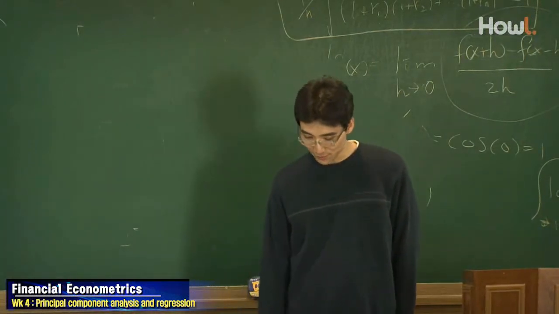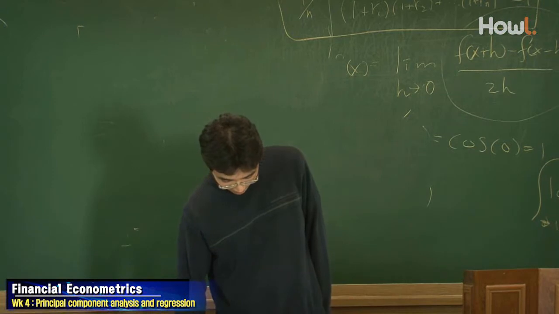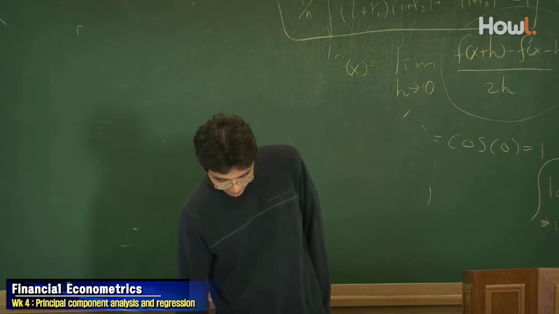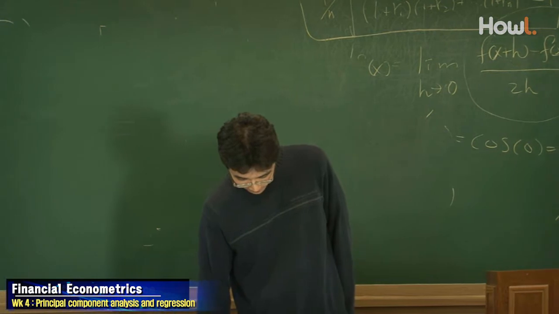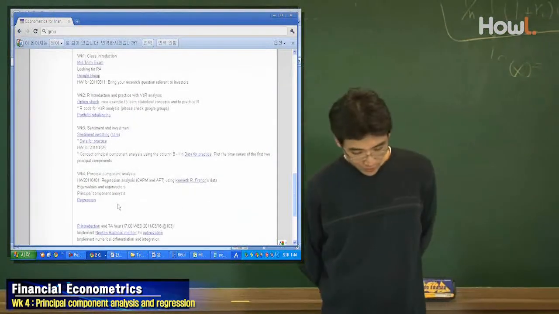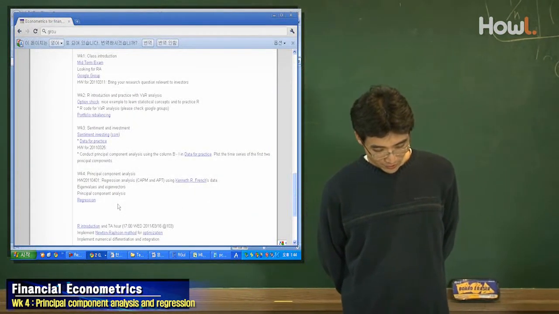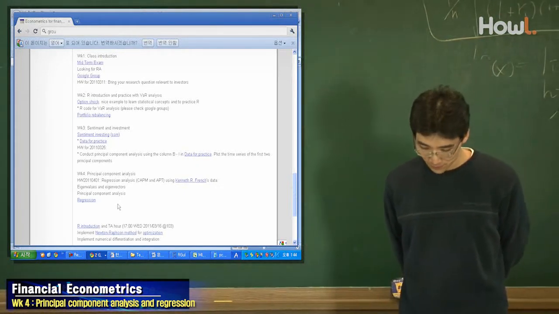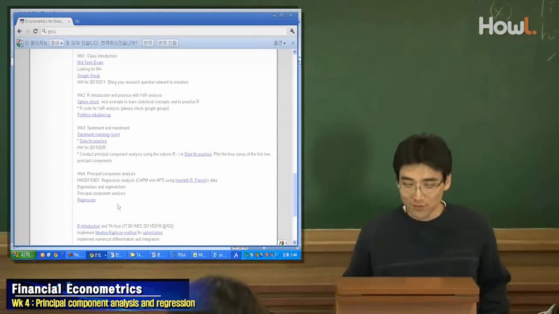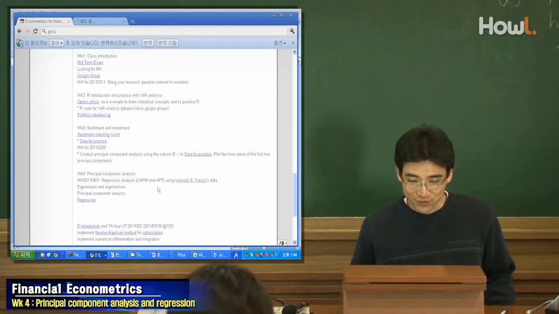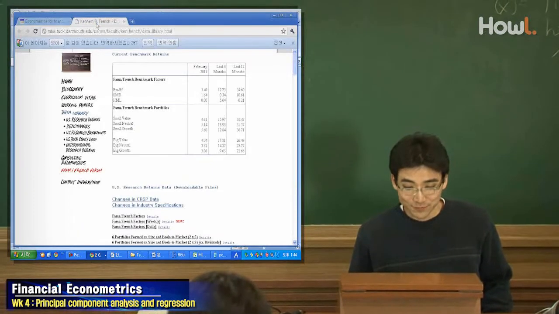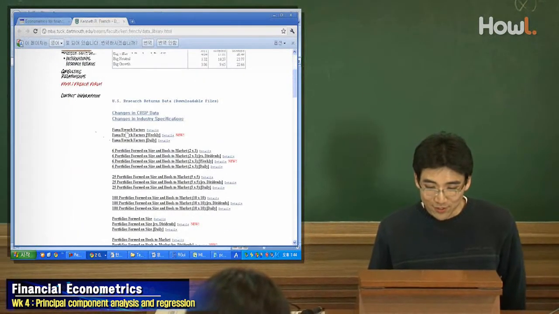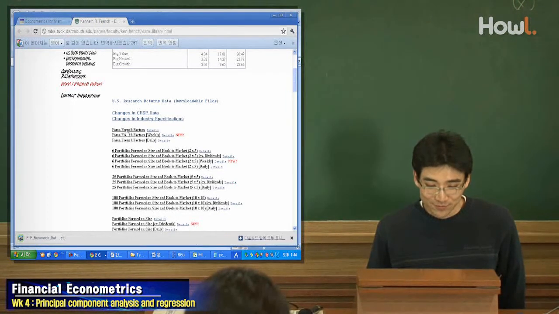Now, regression. Actually, let's determine our homework first for next week. Next week's homework is that I want you to do a regression analysis using Kenneth R. French's data. What you have to do is first go to Kenneth R. French's data library, and in his data you can download the Fama-French factors.